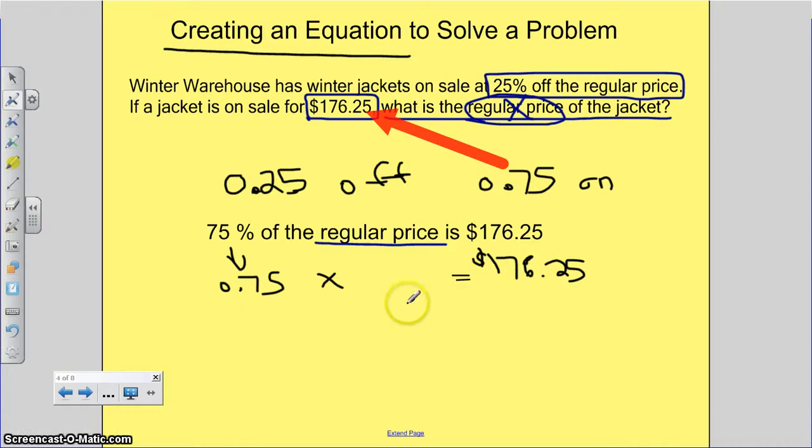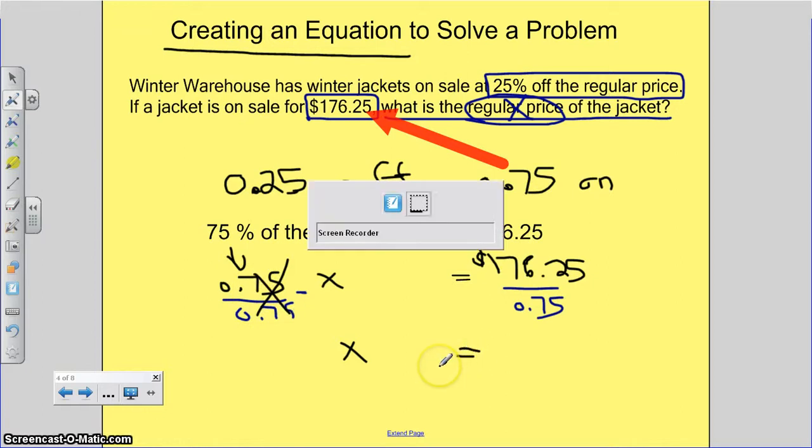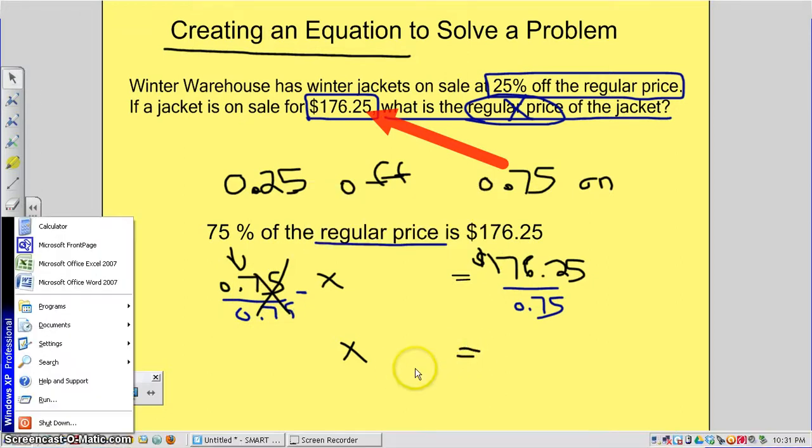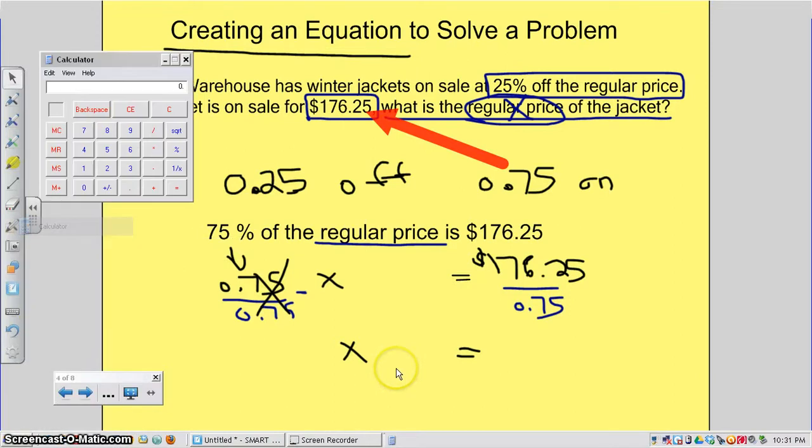Okay. So that's the hard part. If you can get to there, we're okay. We see here that it's multiplying. So we're going to divide, do our opposite operation. We're going to divide by 0.75. We're going to divide this side by 0.75. All right, let's get our answer now. We have x, of course, that's all canceled. x equals, and I don't have the old calculator up yet. There we go. So 176.25 divided by 0.75. 235.